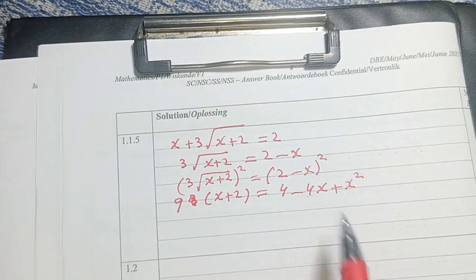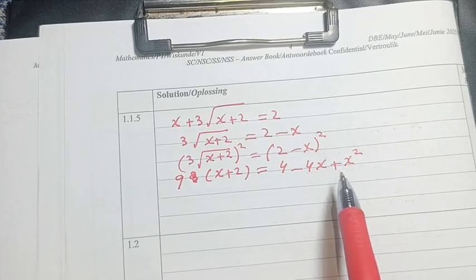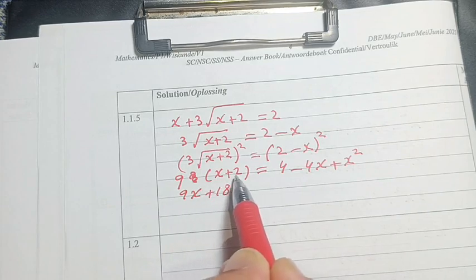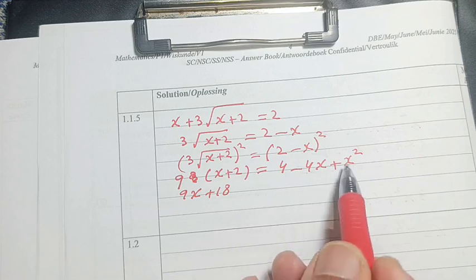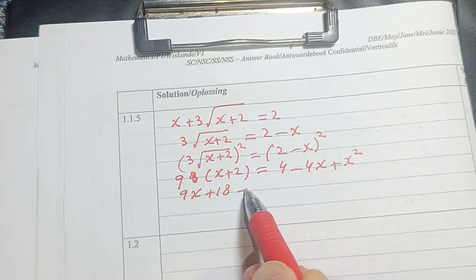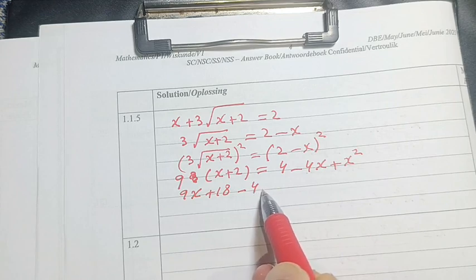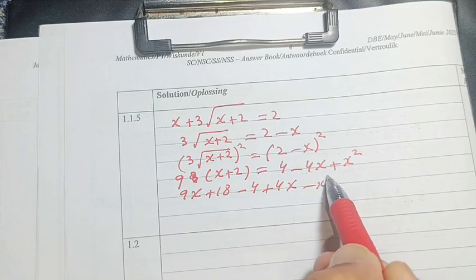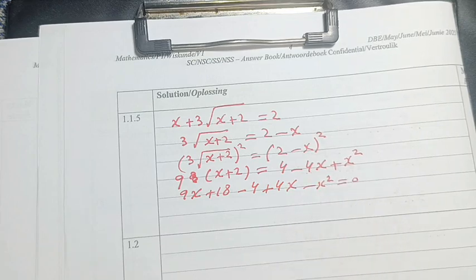So this is my answer. I'm going to multiply inside: 9 times 2 is 18, and all of this expression I'm going to move to the left-hand side. So negative 4 becomes positive 4x, negative x squared is equal to 0.